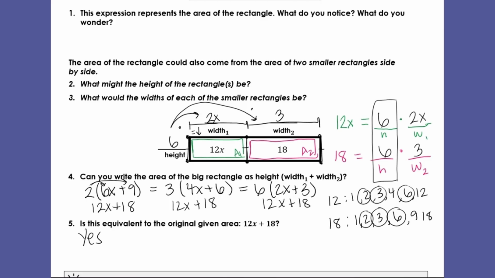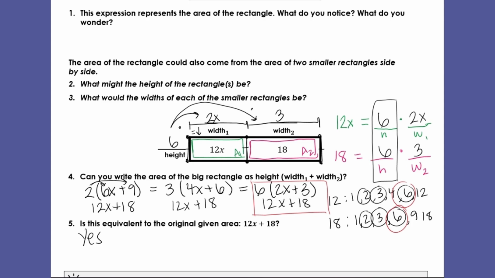Because we don't really know what x is and we're just trying to write equivalent expressions, when we go to factor an expression, we always pick the expression that has the greatest common factor, which would be 6. It is the largest factor that goes into both areas.